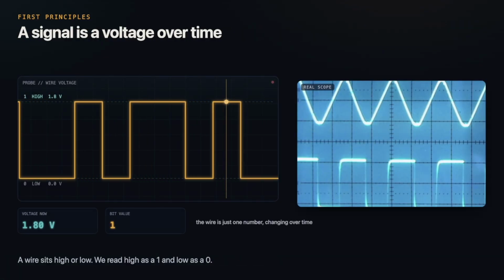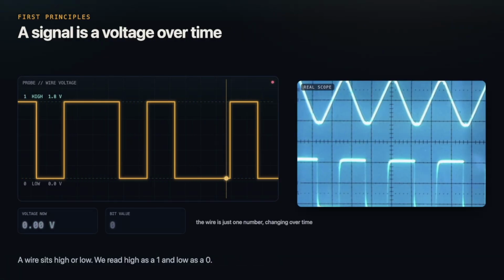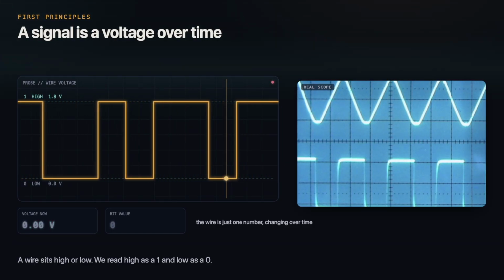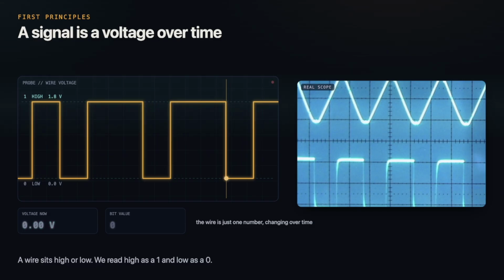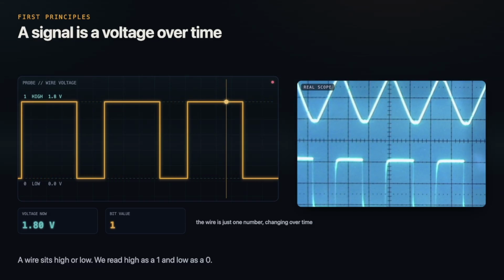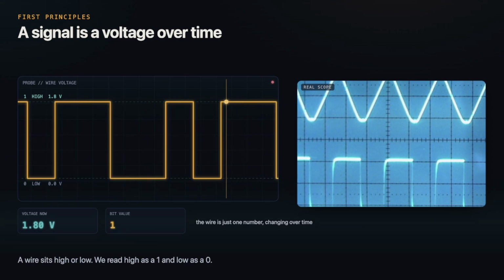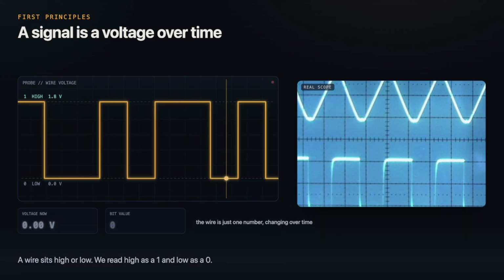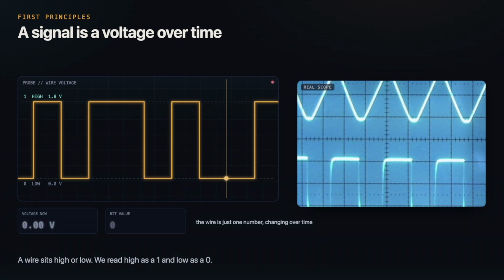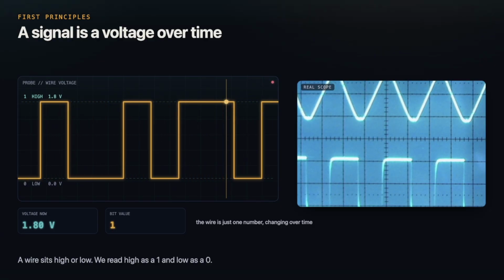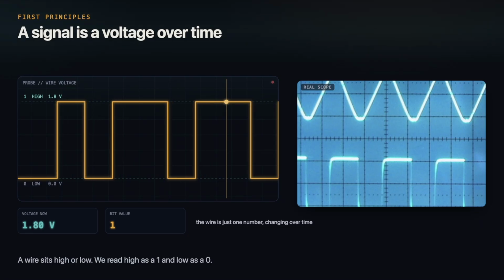Start with a single wire. At any instant it carries just one thing, a voltage. We pick a threshold. Above it, we call the wire a 1. Below it, a 0. That is all a bit really is, a voltage that is high or low. Watch it change over time and you get a signal, a string of ones and zeros riding on one piece of metal. Everything a computer does is built on reading these levels.